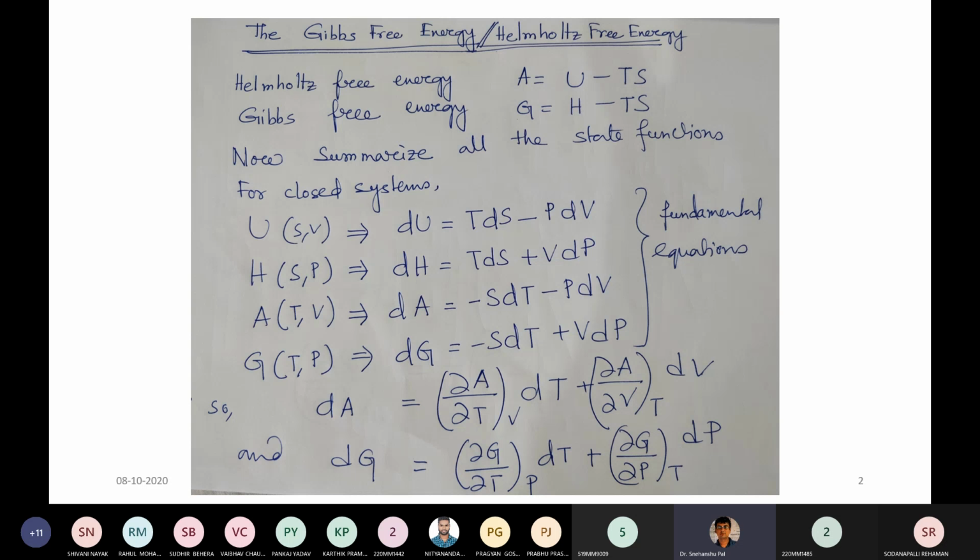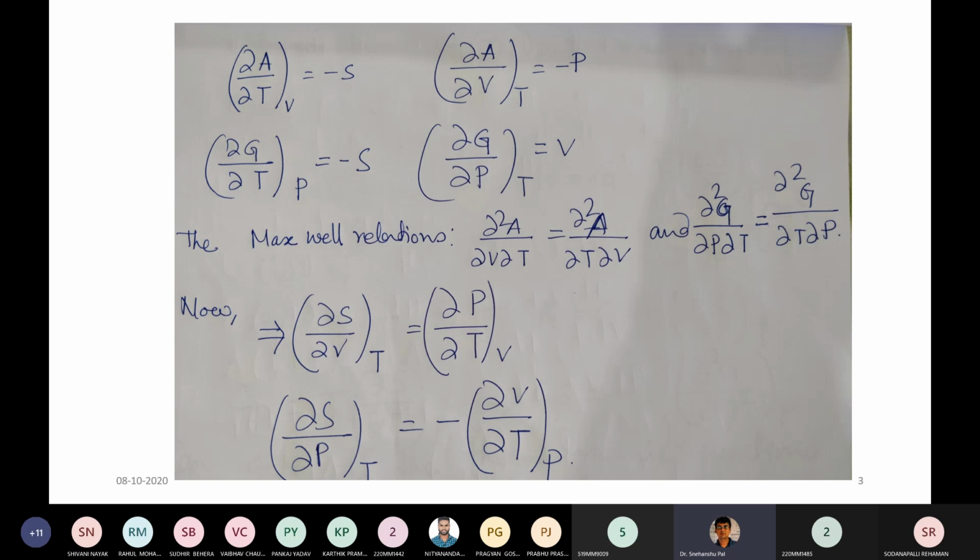So you are doing the same thing in the expression. Now, if you go for the calculation, del A by del T at constant volume equals minus S, and del A by del V at constant temperature is minus P. In the same way, del G by del T at constant pressure is minus S, where S is entropy, and del G by del P at constant temperature equals volume. Now, this is a Maxwell relationship.